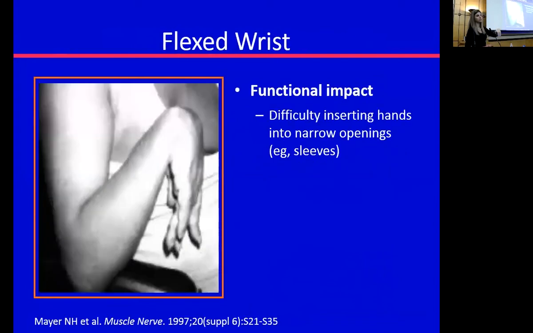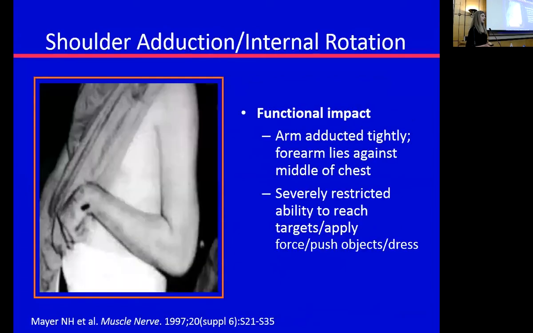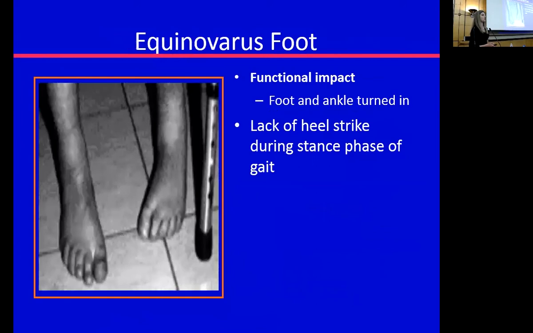Often we see a flexed wrist also, which makes it very difficult to dress and get your hands into long sleeve clothing. And a shoulder adducted positioning where the shoulder is up against your body is very common. We see a lot of shoulder pain secondary to this, and this also impacts your ability to reach out and grab things.